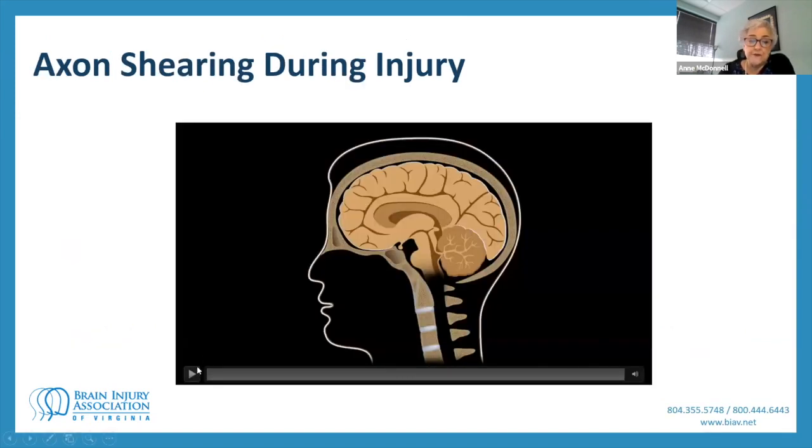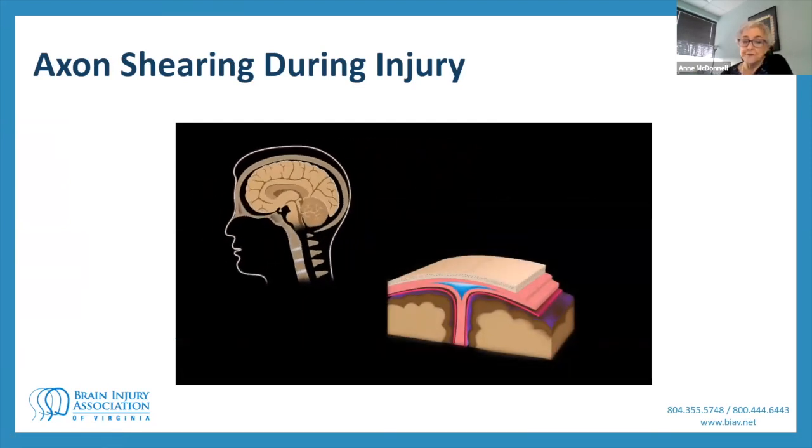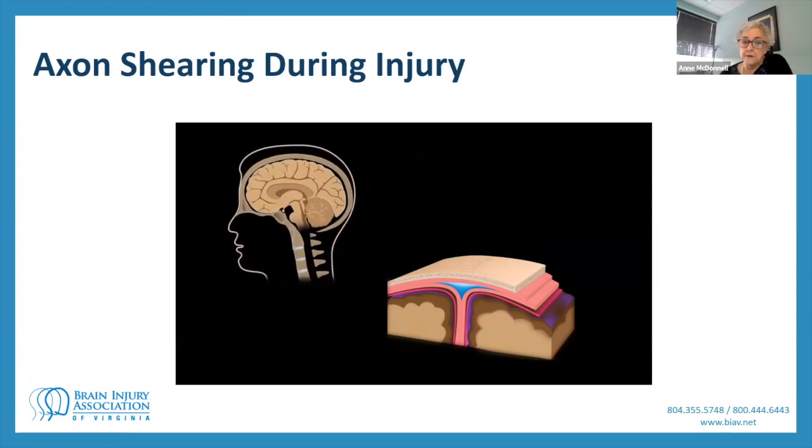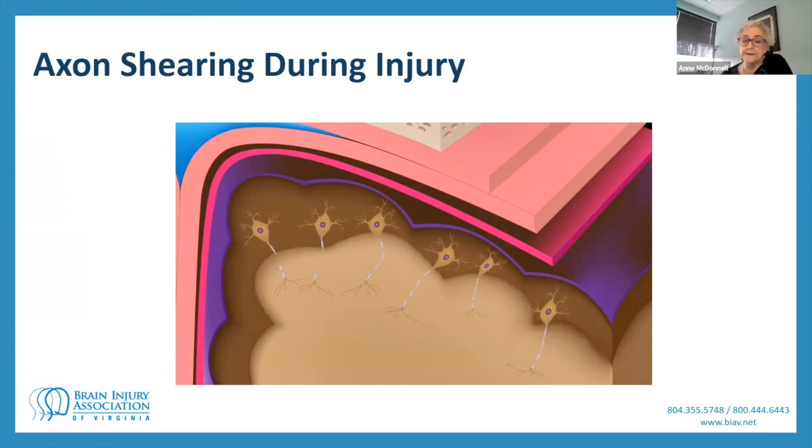I want to show you this video, which will demonstrate this axon shearing during injury. You'll notice that the brain moves forward and backward as the skull moves forward and backward. And then this little cross section shows you the difference between white matter of the brain and gray matter of the brain, and how those neural pathways develop potholes at the junction of those two parts of the brain. And that's critical in determining how we act and how we get things done.